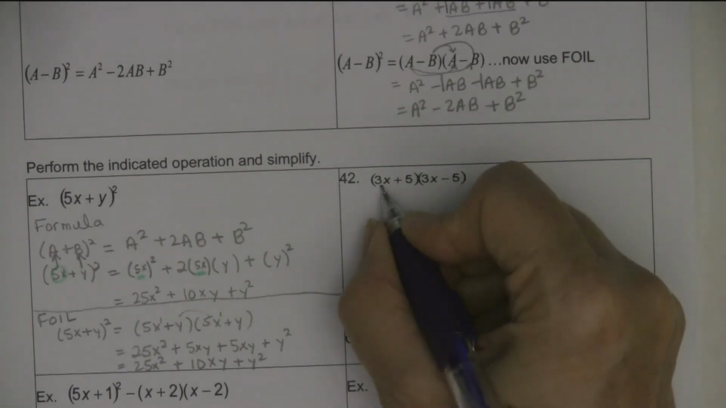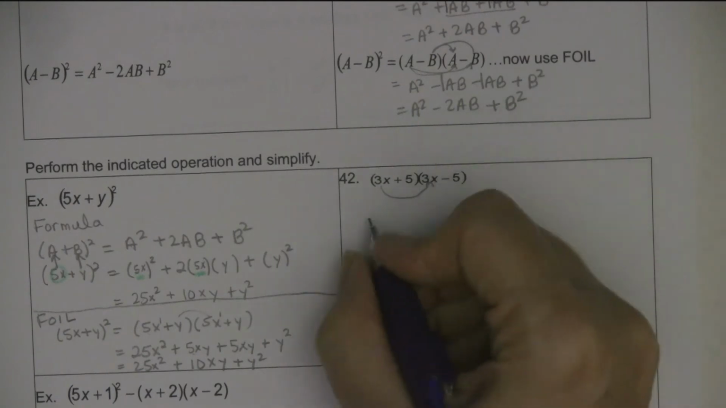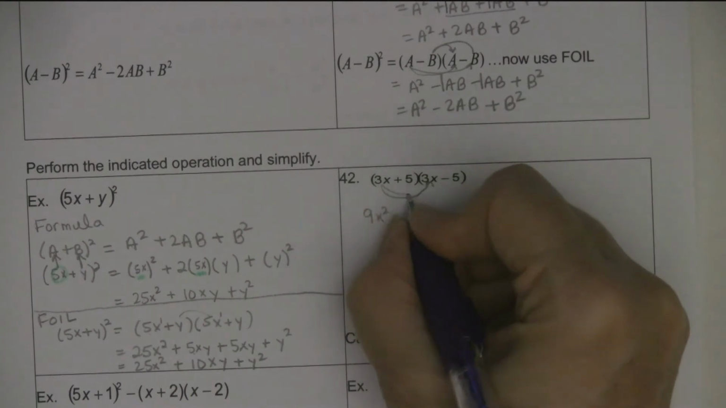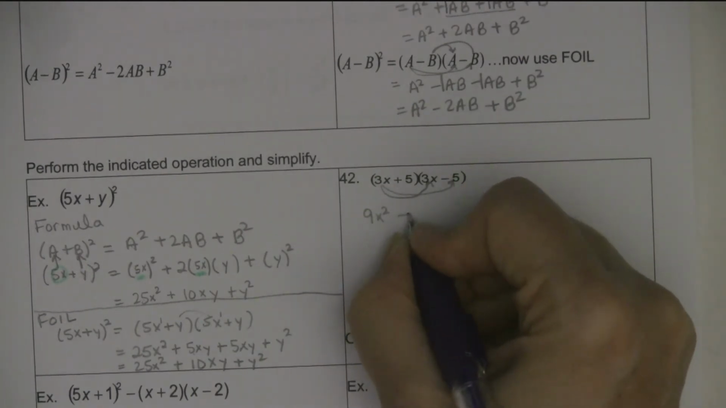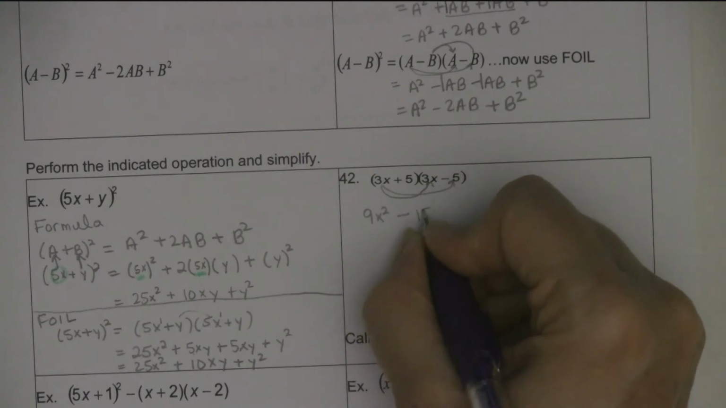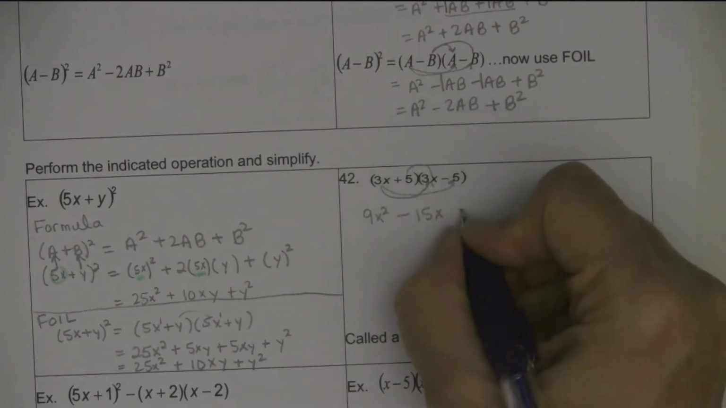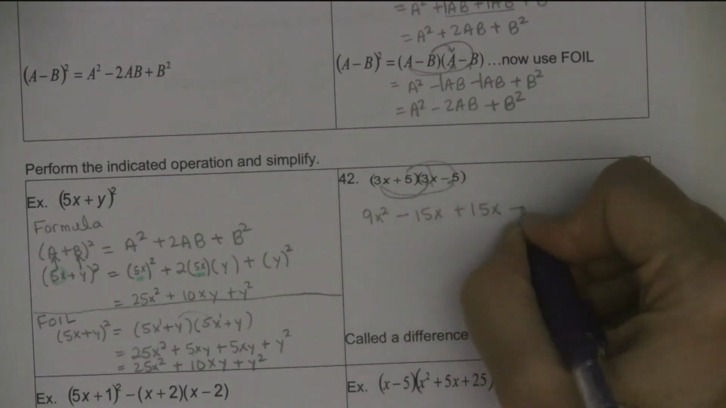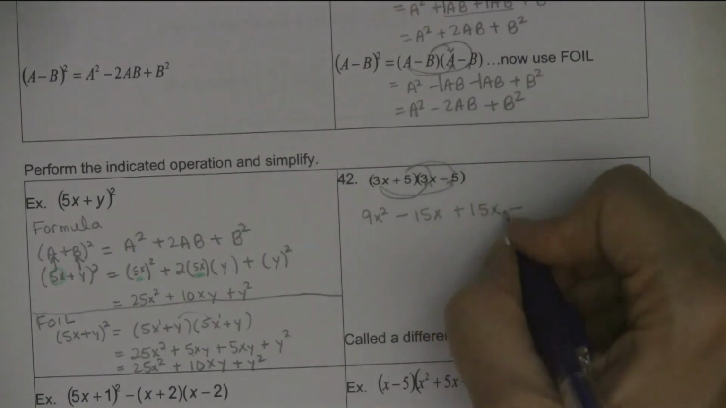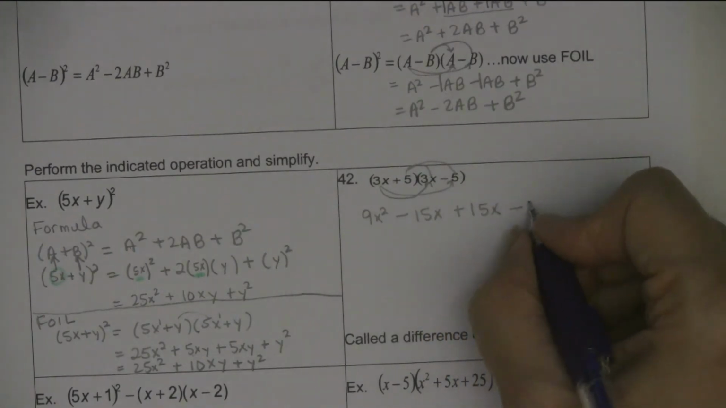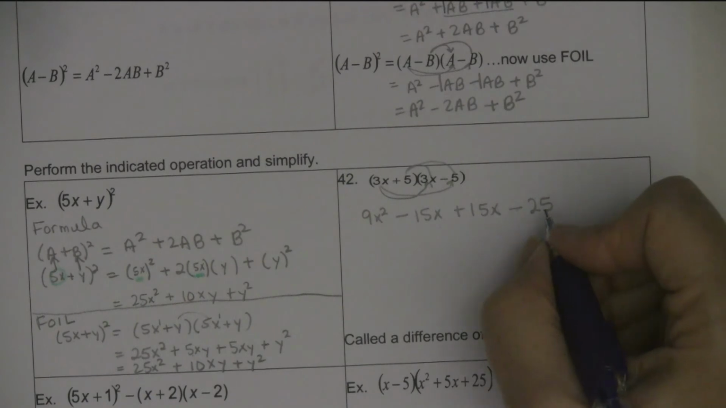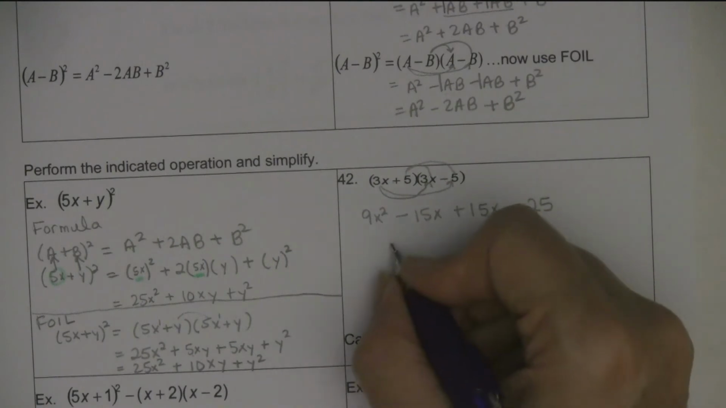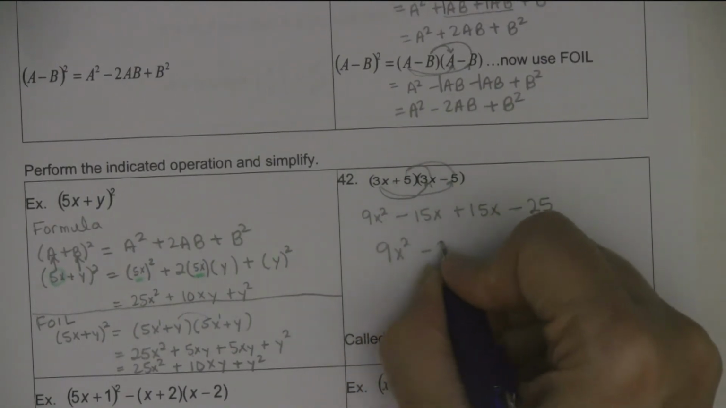So when I FOIL this together, I get here 3x times 3x is 9x squared. And then I get negative, right? A positive times a negative, and 5 times 3 is 15x, plus 15x. Negative times a negative is a positive times a negative is a negative 25. And then the center makes 0, right? So I get 9x squared minus 25.